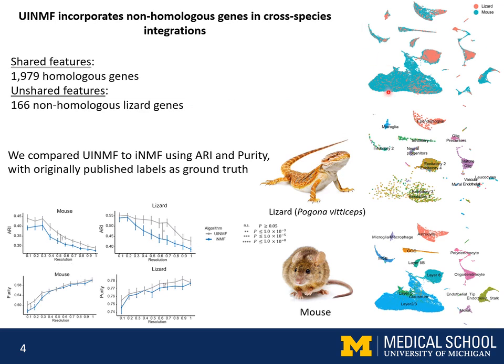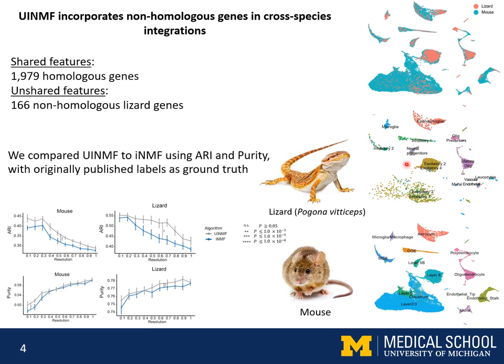You can see the results of our integration in the UMAPs on the right. The top UMAP illustrates the alignment that we saw between the two datasets. In blue, you'll see the mouse cells, and in pink, you'll see the lizard cells. The bottom two UMAPs show the different species annotated by their original cell types. So, for instance, this is the lizard cells annotated by their original cell types, and these are the mouse cells annotated by their original cell types.